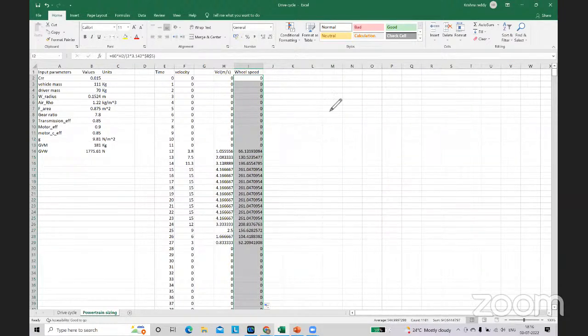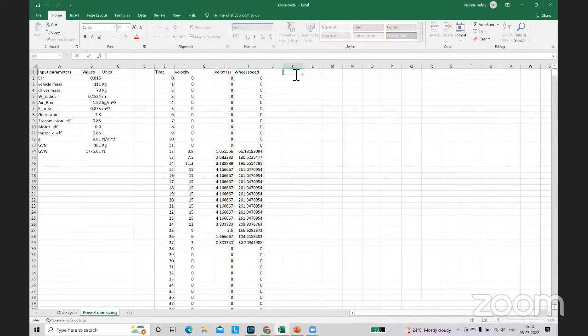Now, we'll calculate the wheel torque. To calculate the wheel torque, we require resistive forces. So first I will start with aerodynamic force. I'll just mention it F aero, equal to 0.5 multiplied with air density, again multiplied with frontal area, and one more, that is coefficient of drag.